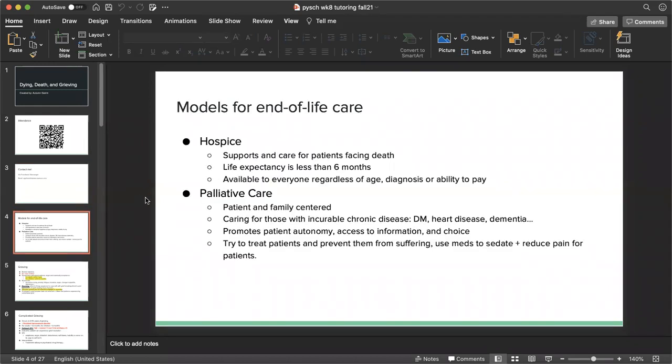So models for end of life care. So this is dying, death, and grieving, by the way. So hospice supports and cares for patients facing death. The life expectancy of the patient is probably less than 6 months, and then it's available to everyone regardless of age, diagnosis, or ability to pay.